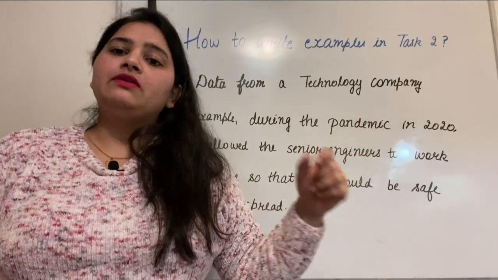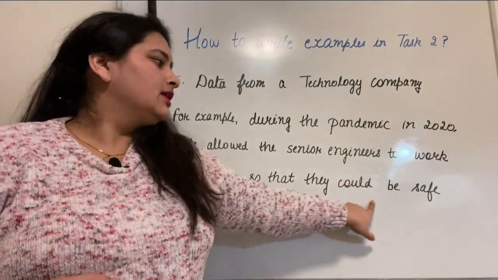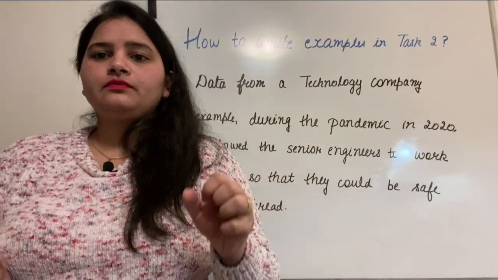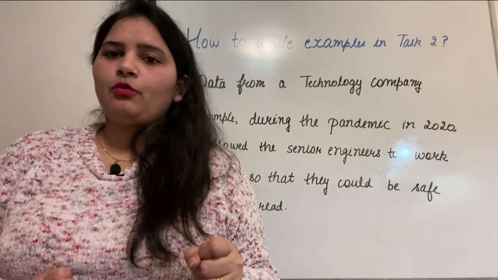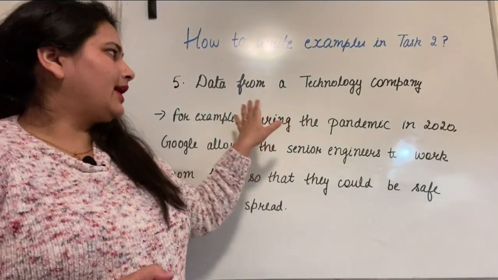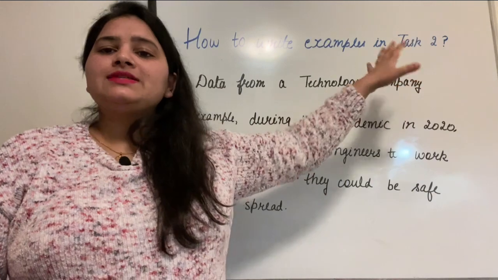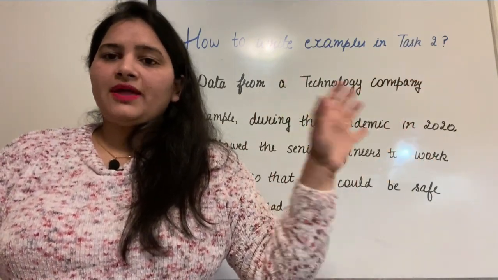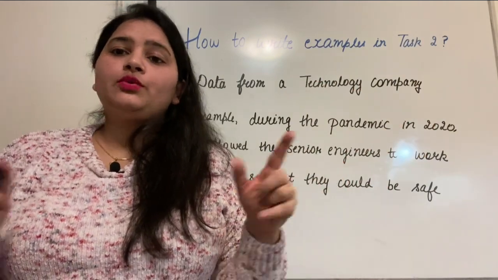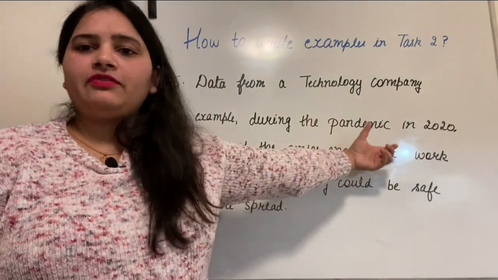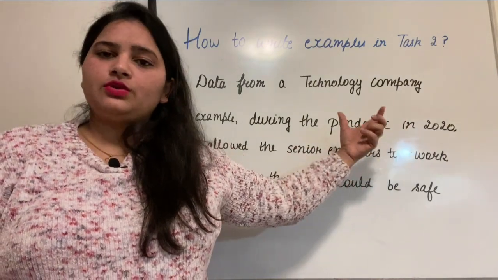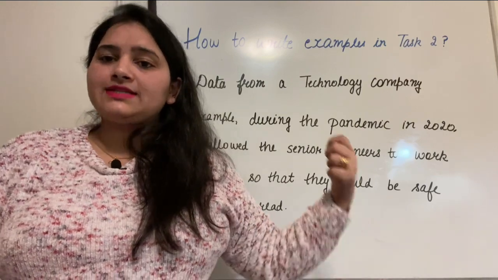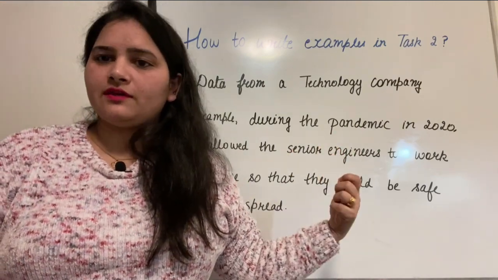They were working, but they were working from home so that they can be safe during the spread. The thing is, you just need to validate your point, whatever the point is. I'm talking about a technology company, because the essay is about, suppose, the authorities, the management, and about the employees. So you can write that they were very friendly, they wanted them to be safe, so this is the reason they introduced work from home, so that the senior engineers who are working there can be safe.